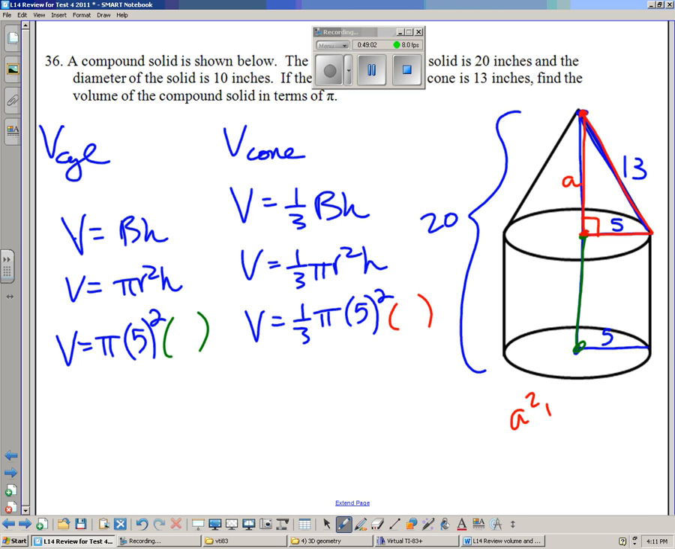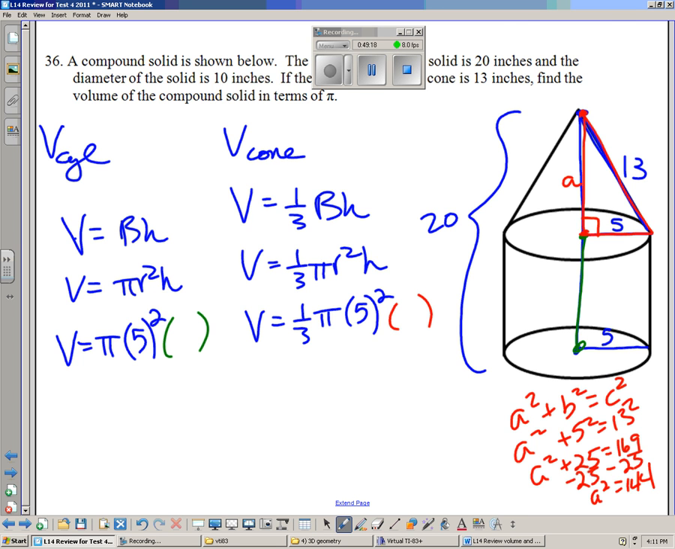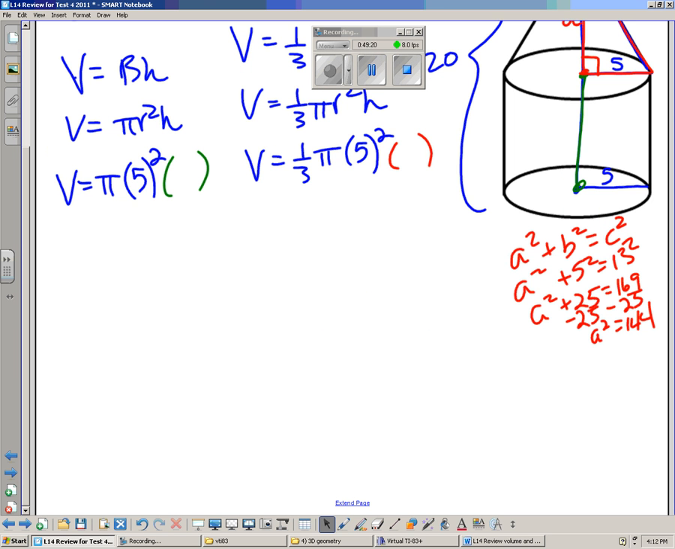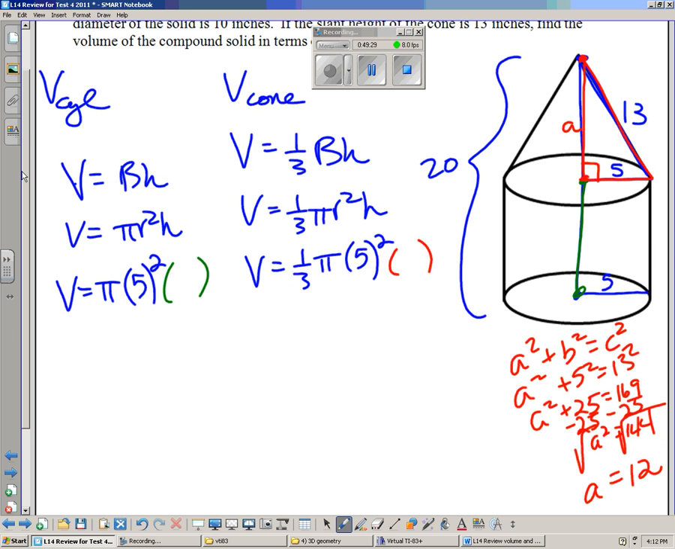We have a squared plus b squared equals c squared. So a squared plus 5 squared is 13 squared. A squared plus 25 equals 169. Subtracting 25, we get a squared is 144. Taking the square root on both sides, we get a is 12. So now we have that this a is 12, the height of the cone.